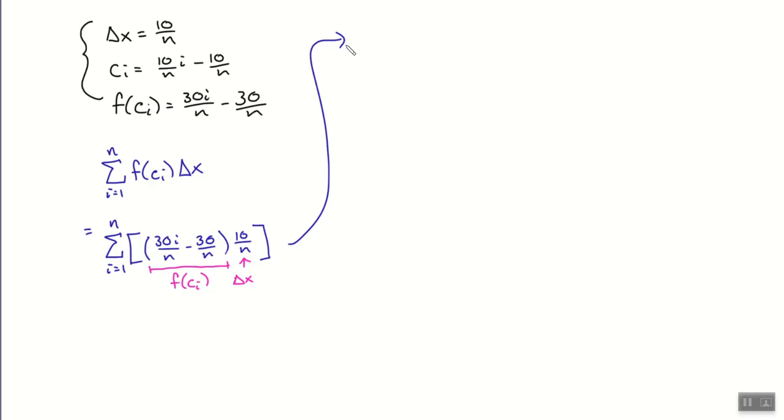Now, there's some benefit here. Decision time, and whatever you guys want to do. Do we distribute these or no? Enthusiastically, yes, we should distribute this. Good. So let's do that. This is the sum from i equals 1 to n of 300i over n squared.